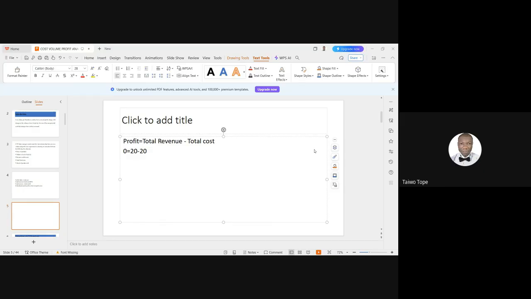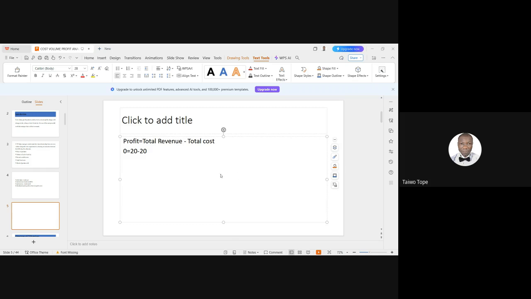Contribution margin is your selling price per unit less variable cost per unit. You can get contribution margin per unit, and for you to get that, it is selling price per unit less what? Variable cost per unit. Now you can get total contribution margin. When you're talking about total contribution margin, you're talking about what? Total sales less what? Total variable cost. Total sales less total variable cost.